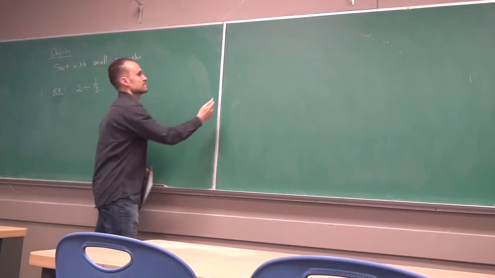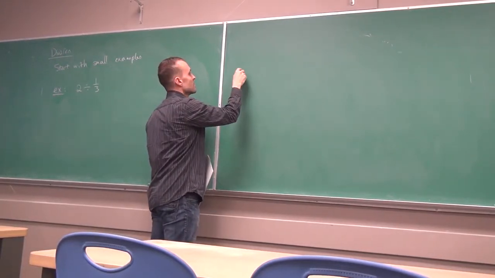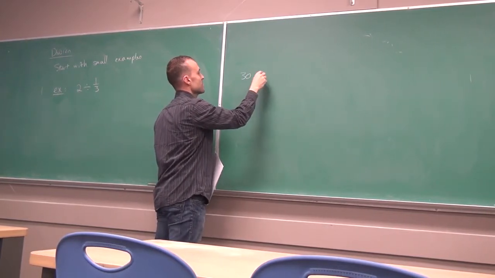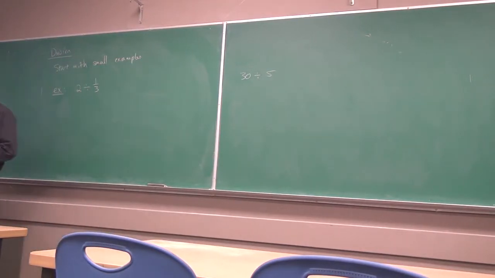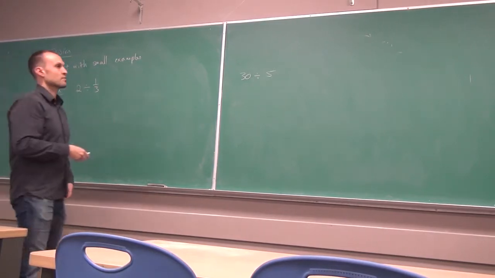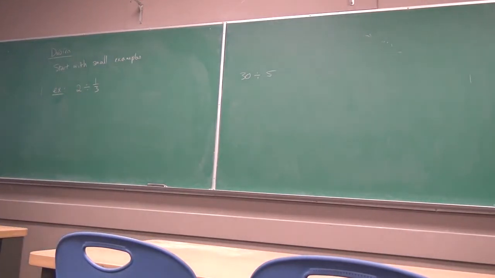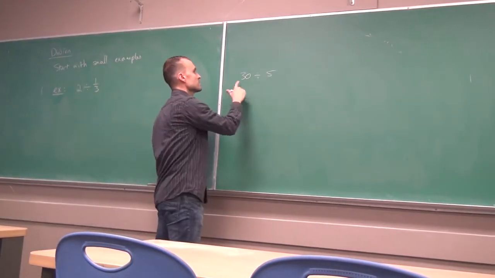Well, how can I create a word problem where the calculation is, let's say, 30 divided by 5? If you had to make up a word problem for which the calculation corresponds to 30 divided by 5, what could that look like? What could that sound like? How do I understand this intuitively?